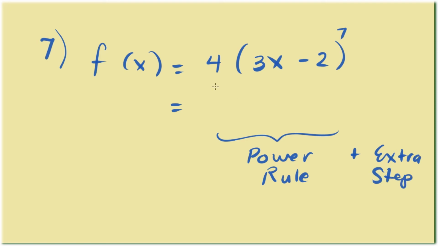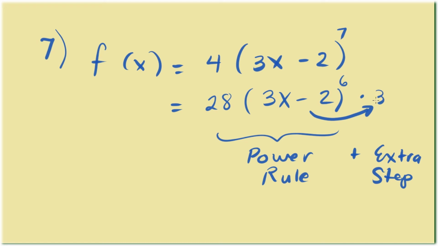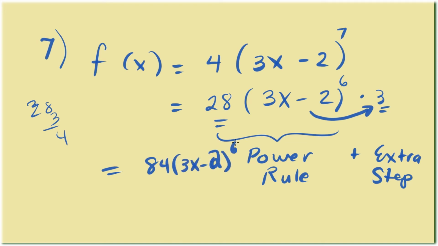So that's what? 7 times 4 is 28. Copy the base, 3x minus 2. 7 minus 1 is 6. And then make sure you get the derivative of the 3x minus 2, which is 3. Okay, and then go ahead and multiply 28 times 3. That is 84 times (3x - 2) to the 6. Okay, that's the chain rule.